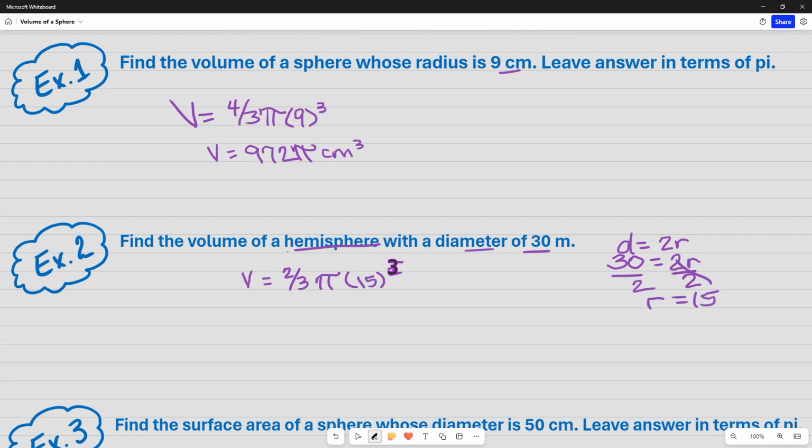And the same thing in the calculator, if you're using a fraction bar, just put all of this portion on the numerator and then divide it by 3. Because we're going to leave this in terms of pi, then this one is going to be 2,250 pi. And then our units is going to be cubic meters.